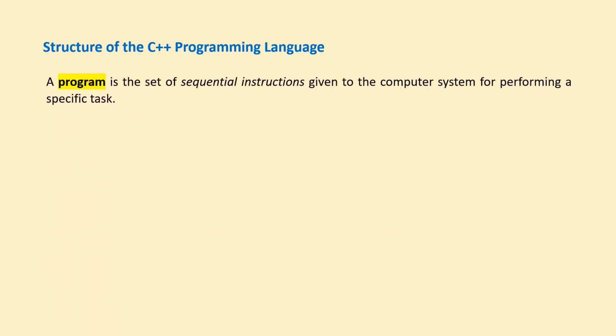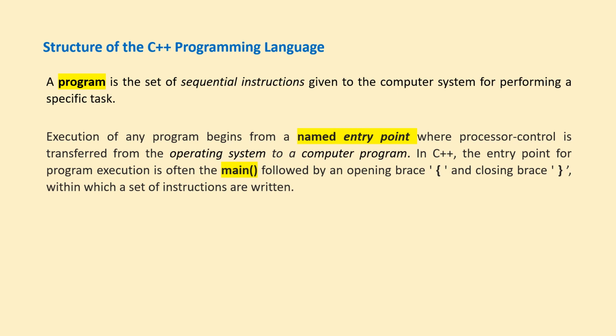Next, let's review our understanding of the structure of the C++ programming language. As we all know, a program is the set of sequential instructions given to the computer system for performing a specific task. Execution of any program begins from a named entry point, where processor control is transferred from the operating system to a computer program. In C++, the entry point for program execution is often the main function followed by an opening brace and the closing brace, within which a set of instructions are written.